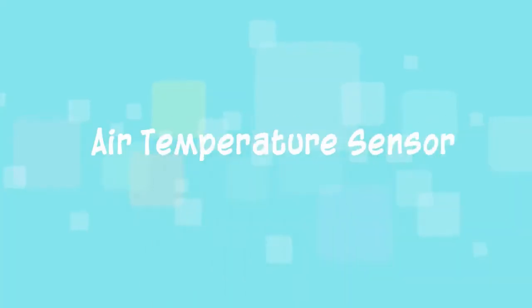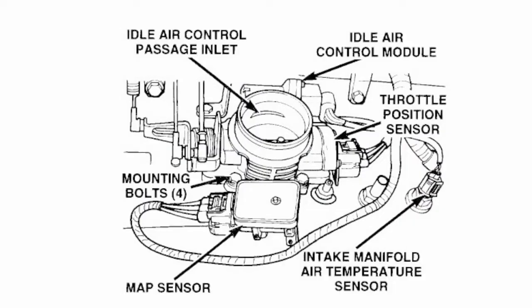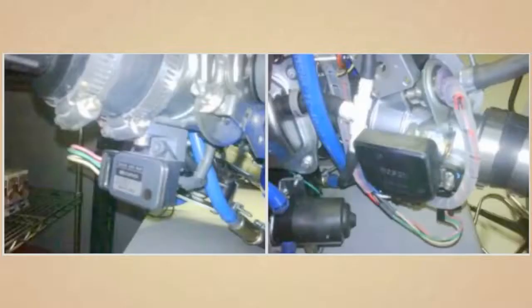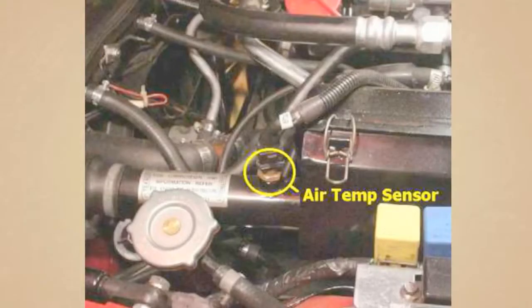Air temperature sensor. The air temperature sensor monitors the temperature of air entering the engine. The ECM needs this information to estimate the air density and prepare a balanced air mixture. It is usually located in the air filter box or a pipe attached to the air filter box.